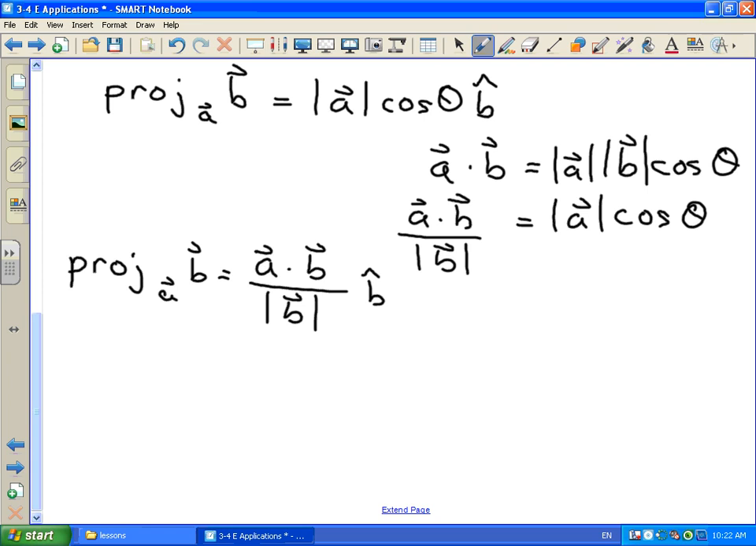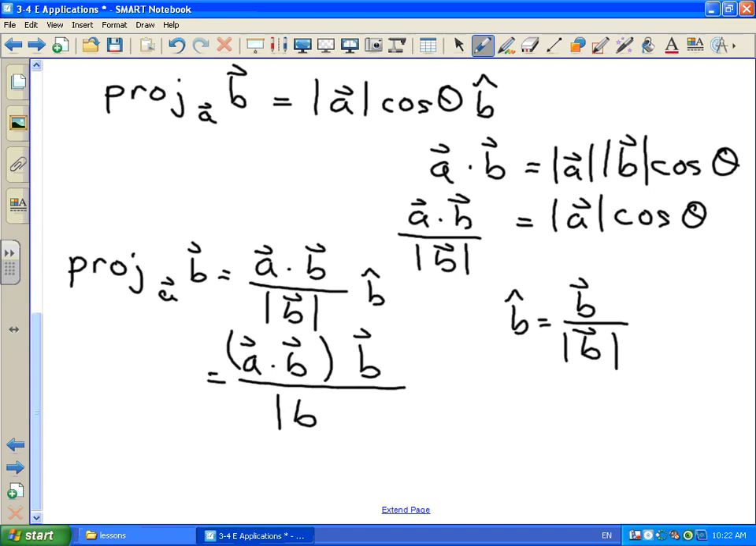Well, how did we calculate B hat? B hat is a unit vector. We can always calculate a unit vector by taking the vector and dividing by the magnitude of the vector. So this expression becomes A dot B. If we substitute this in for B hat here, we get vector B over magnitude of B squared. So A dot B times B divided by the magnitude of B squared.